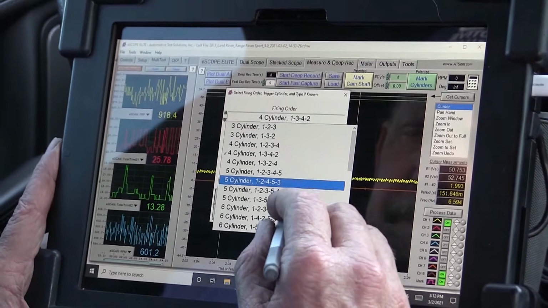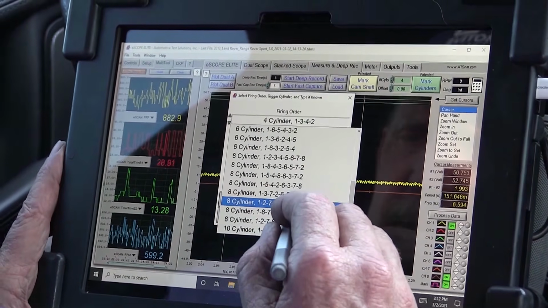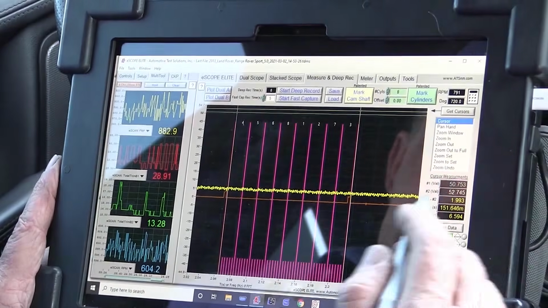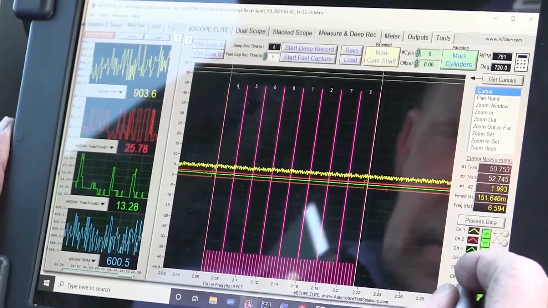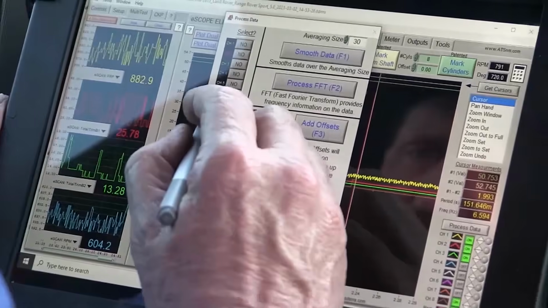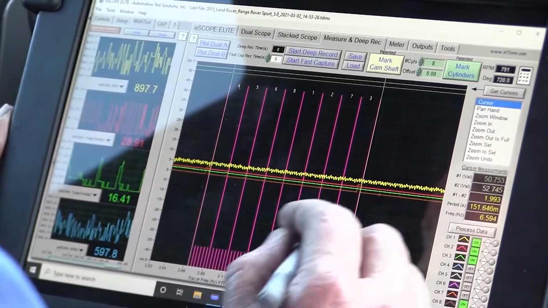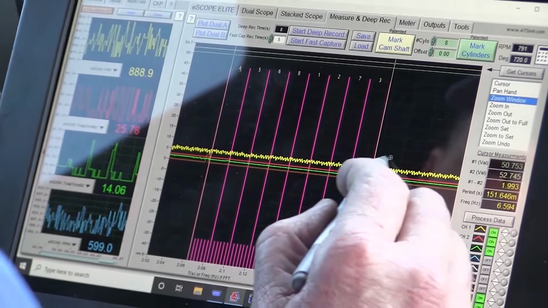Now what I want to do is bring up a firing order, intake. I'm going to smooth the data on those sensors so it's a little cleaner. And now I want to come in and we want to look at this.